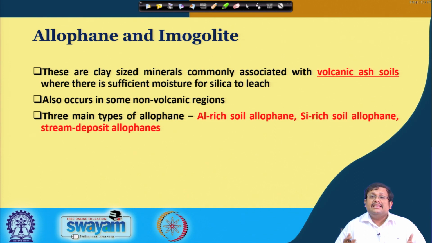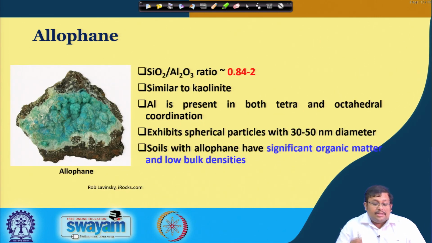Now, let us move ahead and see some amorphous minerals which are present in the soil. Examples are allophane and imogolite. These are basically clay sized minerals commonly associated with volcanic ash type of soils, where there is sufficient moisture for silica to leach. They also occur in some non-volcanic regions, but mostly they occur in volcanic regions. Three major types of allophane are there: aluminum rich soil allophane, silicon rich soil allophane, and stream deposit allophanes. So, these are three major variants of allophanes which we can see in the soil. This is how allophane looks.